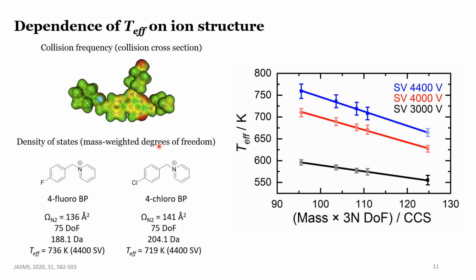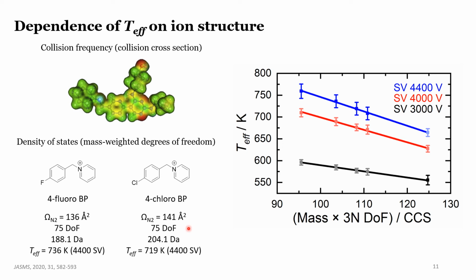For example, the collision cross-section of the 4-fluoro and 4-chloro benzylpyridinium derivatives is similar, and their number of degrees of freedom is identical. However, the fluoro species has an effective temperature that's nearly 20 degrees hotter than the chloro. This stems from the lower energy rovibrational states accessible to the chloro species thanks to its heavier mass.